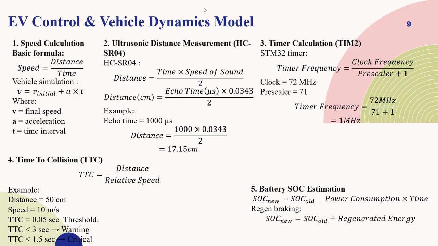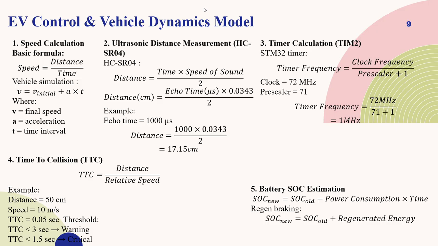In this internship, I have gained some knowledge on vehicle dynamic models by learning about formulas and by executing them. What are the formulas we have used? Basic formula on speed calculation: speed is equal to distance by time. Vehicle simulation: V is equal to V initial plus A into T, where V is final speed, A is acceleration, T is time interval.